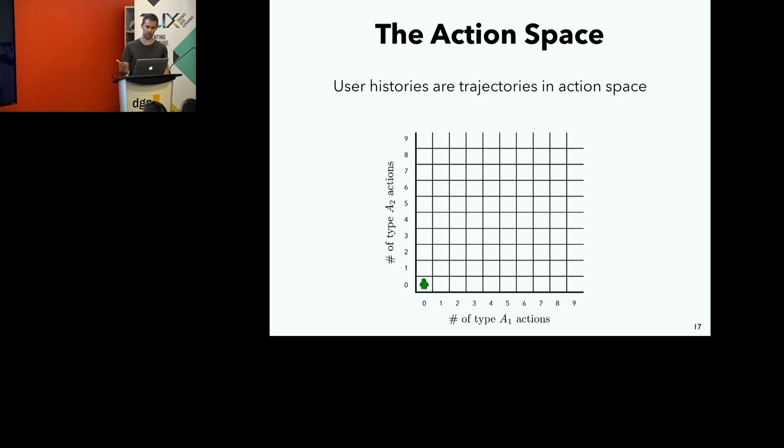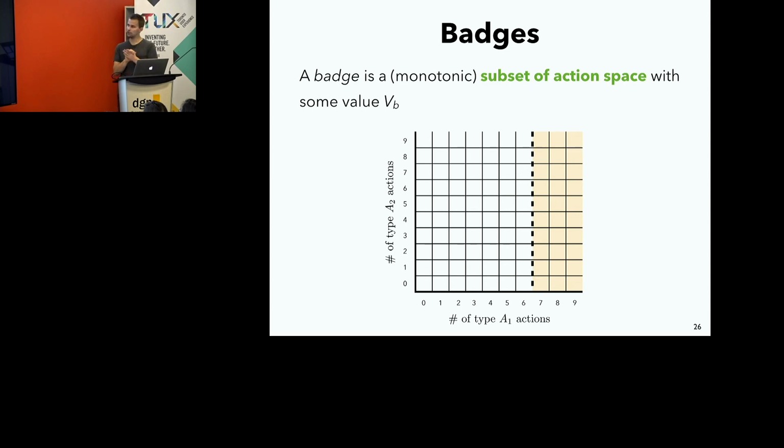or answered any questions. And user histories then become trajectories in action space. So if you're a user, you exist on the site, then you might answer a couple questions, then ask one, then ask another, then answer another, and so on. And you can see users as basically just flying through this space. Now, what is a badge? A badge is simply a subset of action space.